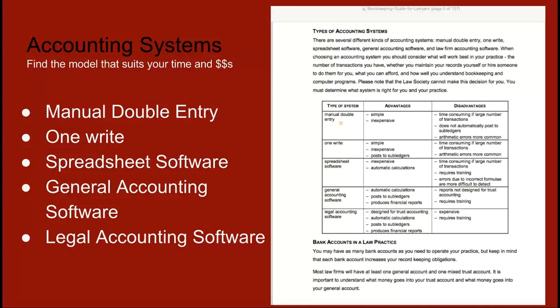I'm going to run through this real quick. If you look at the suggested types of systems, we're not going to touch upon the advantages and disadvantages, but if you really look at the systems, you have the manual double entry, the OneWrite system, spreadsheet software, general accounting software, and purpose-built legal accounting software.